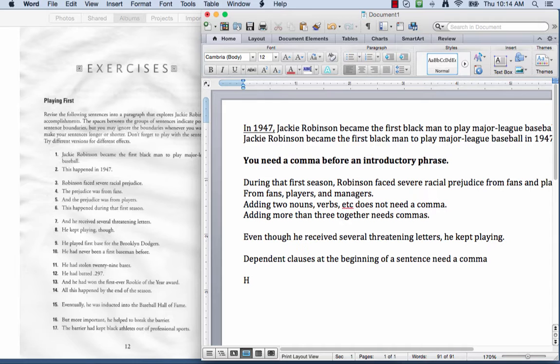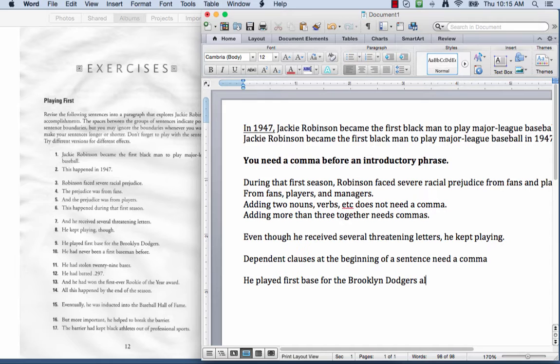Next one. He played first base for the Brooklyn Dodgers. He had never been a first baseman before. I'm going to make this second one stay there, and I'm going to start with the first one. He played first base for the Brooklyn Dodgers. They eventually became the LA Dodgers.